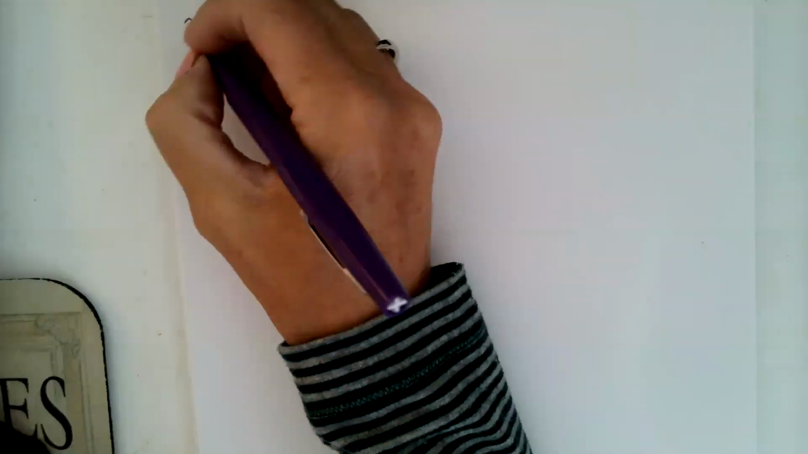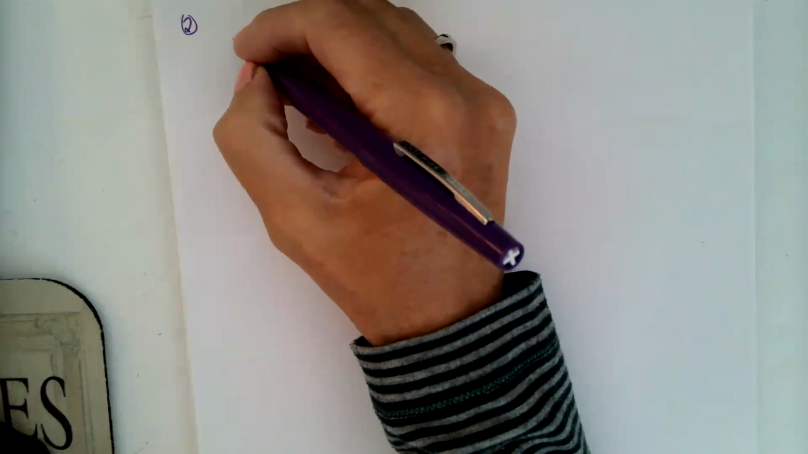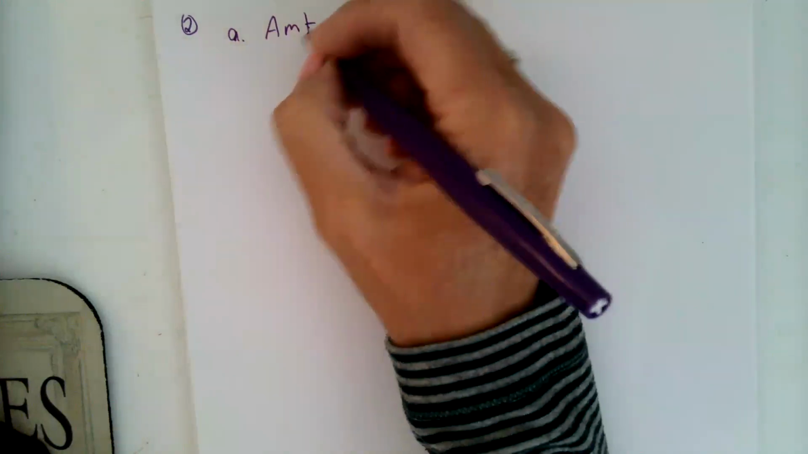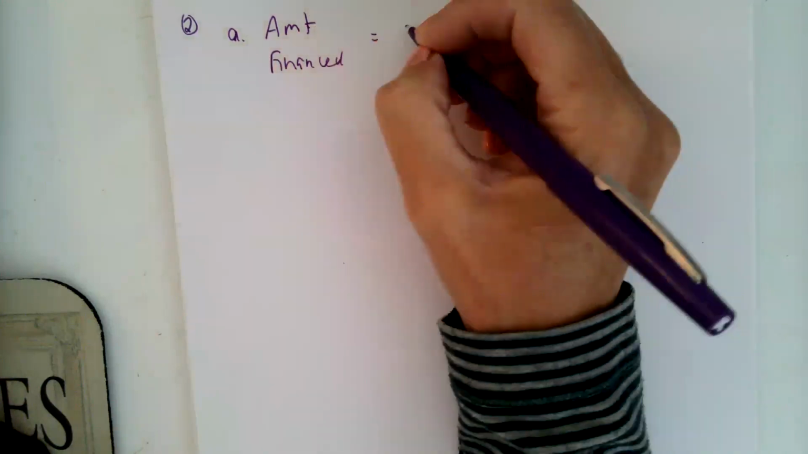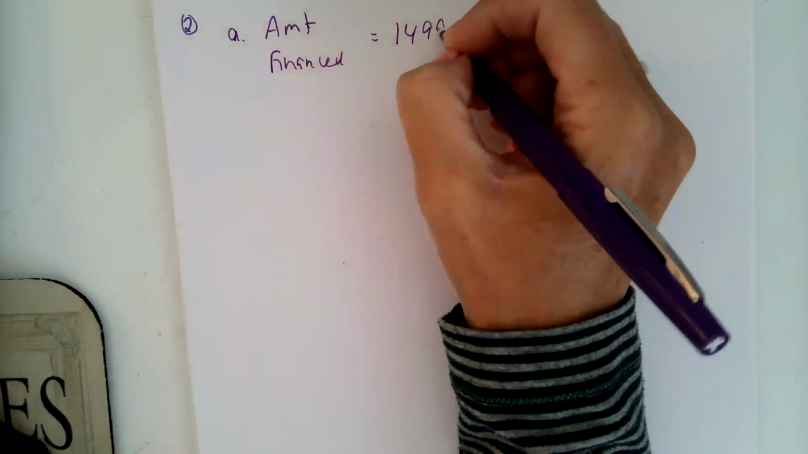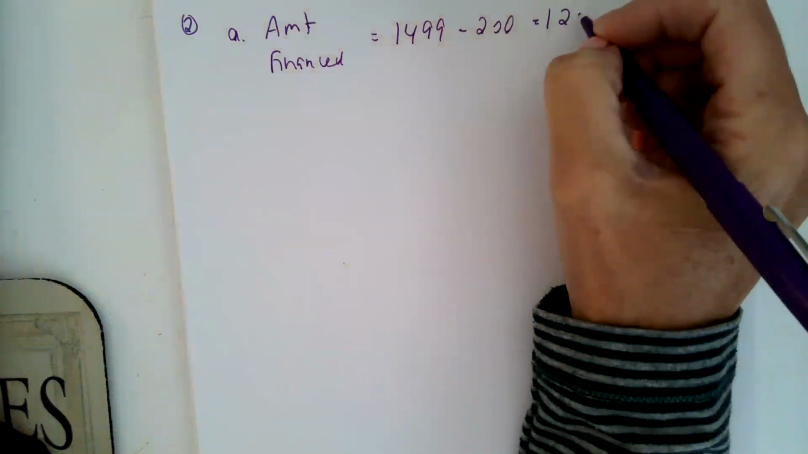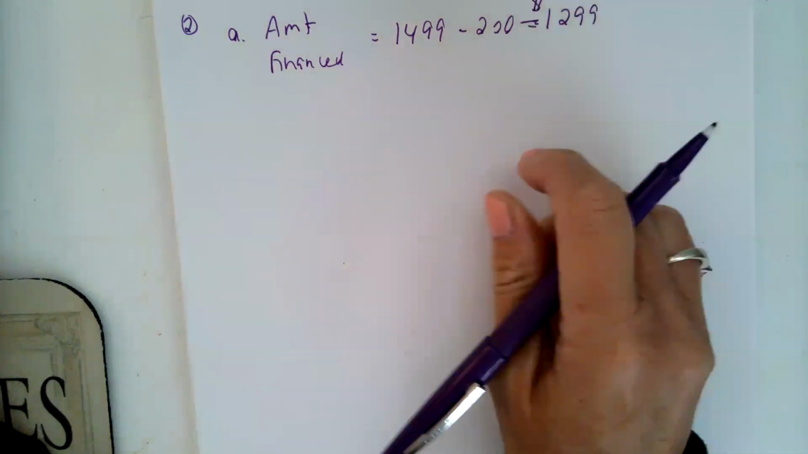So we're going to need a little more space for this. So the amount financed is the purchase price of $1,499 minus the $200. So it's going to be $1,299. That's what we're borrowing.